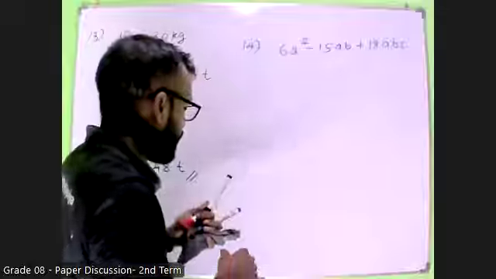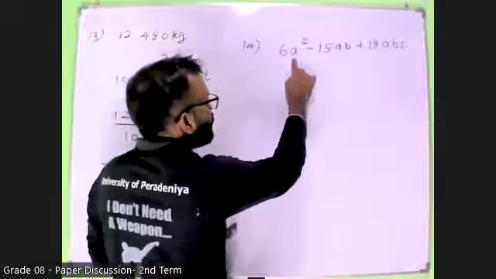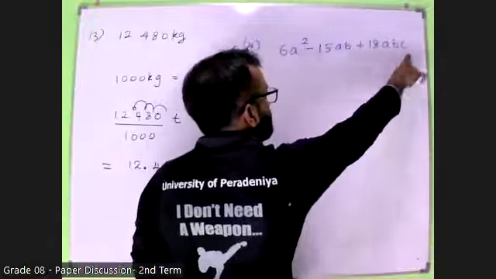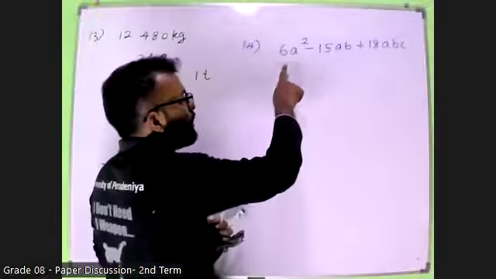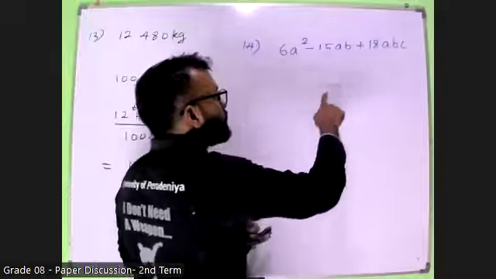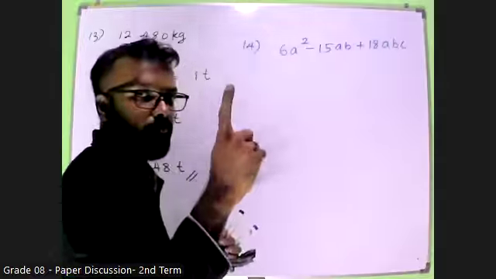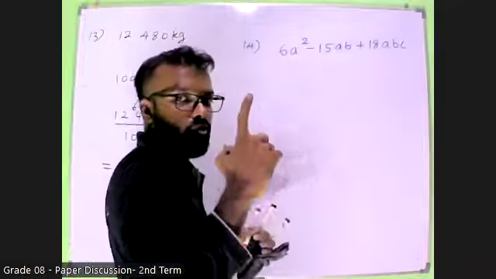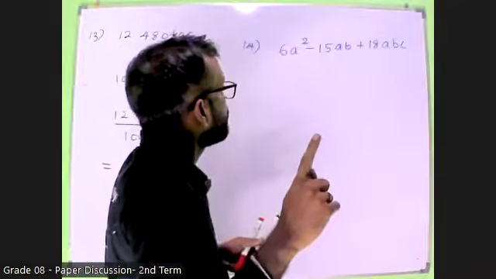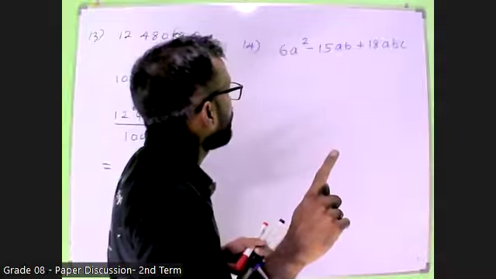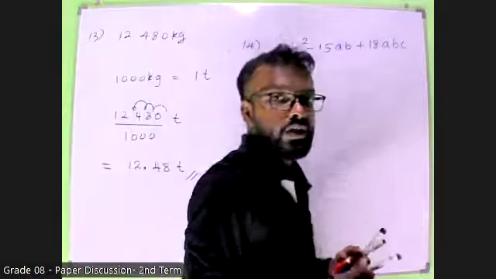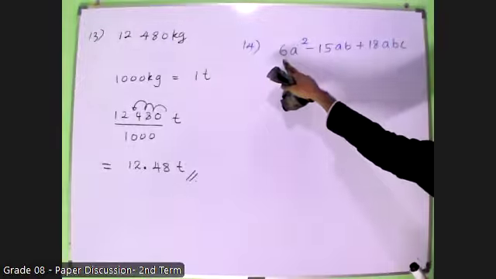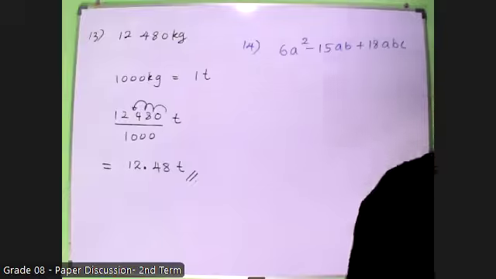Okay, let's find. Here you have a, here you have ab, here you have abc. So you can see for these three terms, a is a common term. One a is a common term, and for 6, 15 and 18, the common number is 3. Guys, give me 10 seconds.